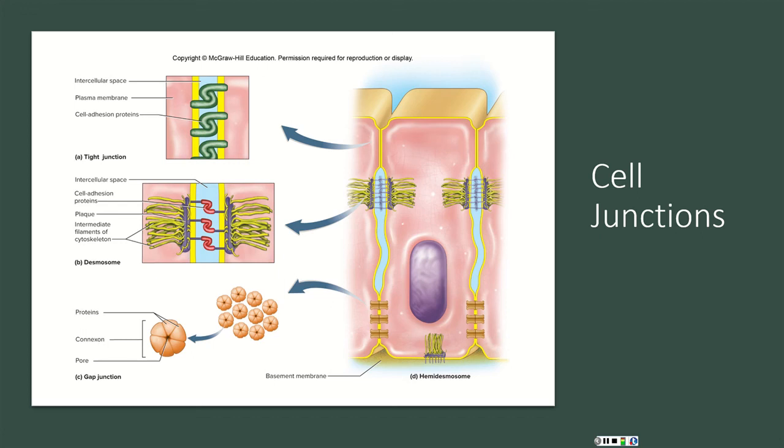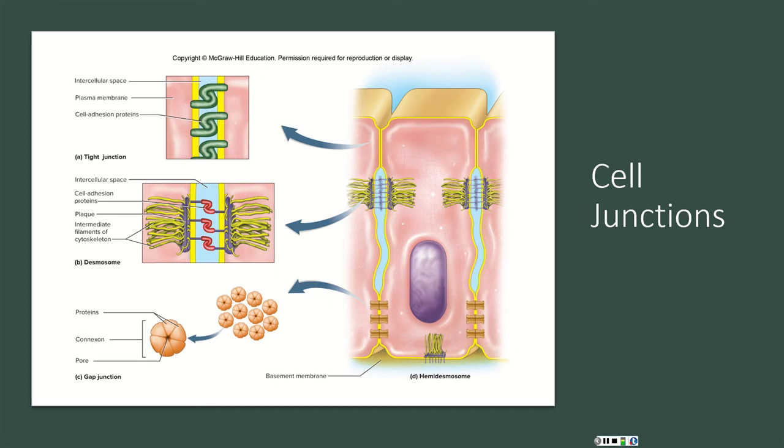So let's talk about cell junctions, and really we're going to be talking about epithelial tissue here when we talk about cell junctions. Now, we will see these cell junctions in muscular tissue, in nerves, but primarily we're going to be talking about epithelial tissue. So when cells are joined to each other, they can be joined in different ways. And we see some examples here.